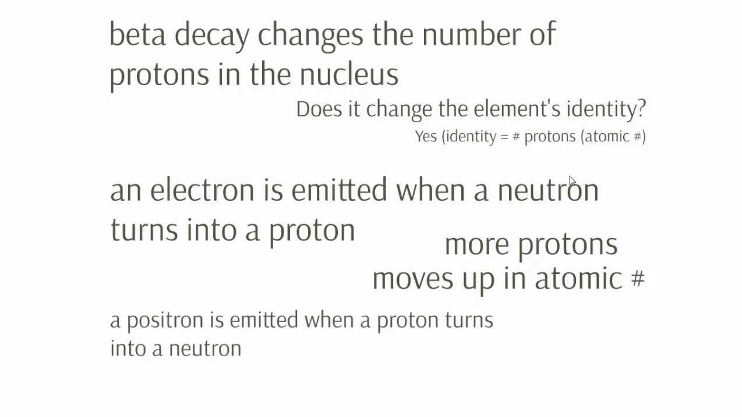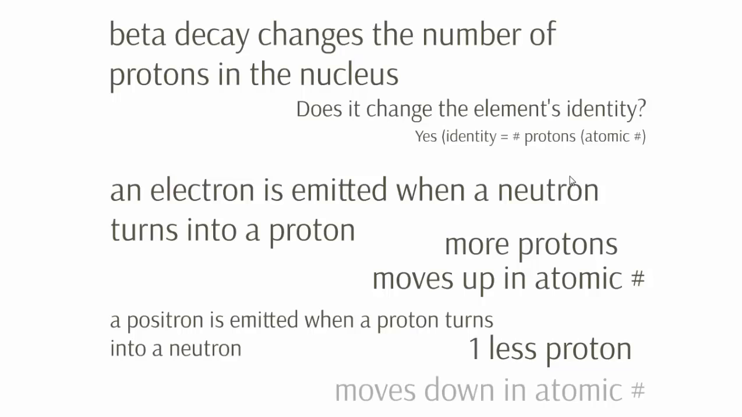Positron is emitted when a proton turns into a neutron, so in this case you'd have one less proton, so it would move down in atomic number. So beta decay changes the identity of the element because beta decay is messing with the number of protons inside the nucleus, and number of protons is how the element gets its identity.